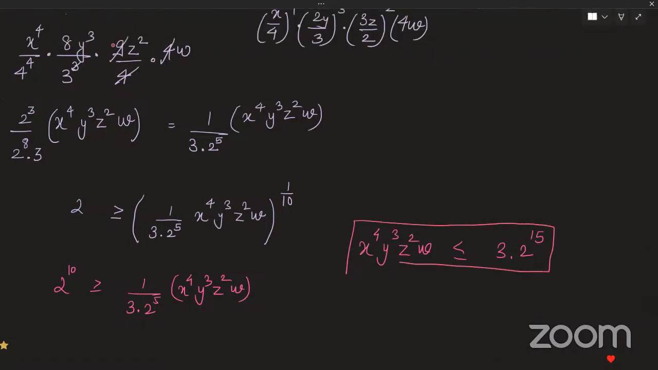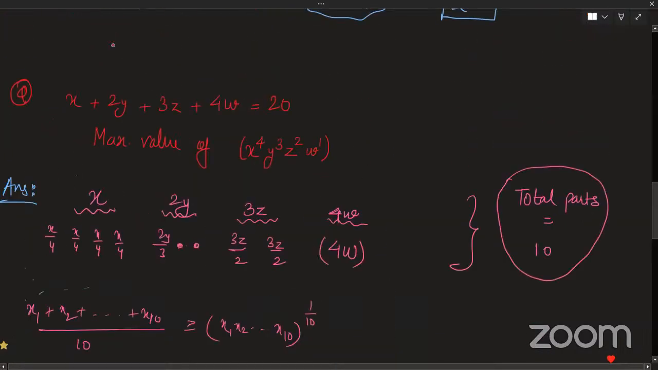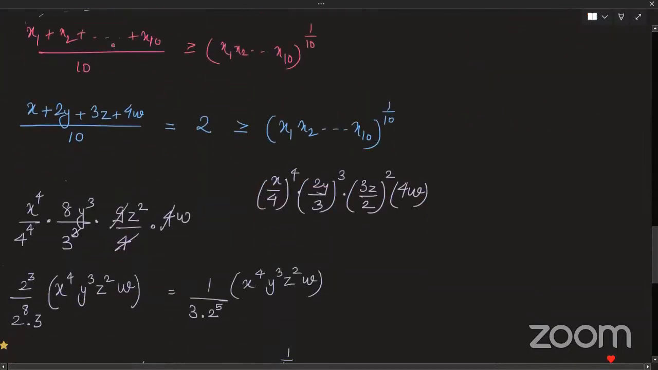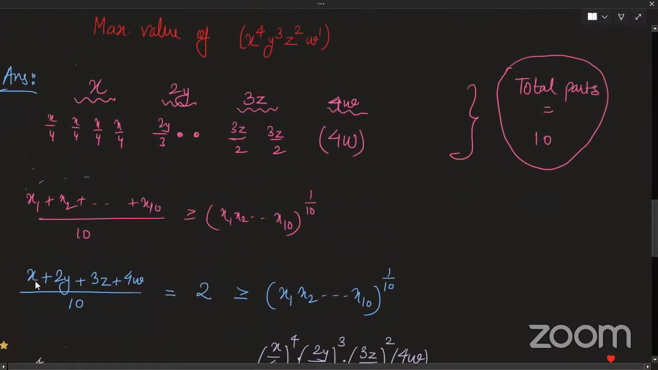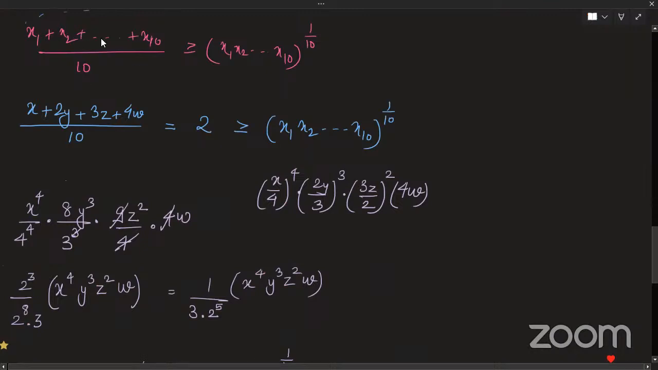The student is asking how the 2 came. See, because x plus 2y plus 3z plus 4w, the value is already given to you as 20. So 20 divided by 10 will be 2, right? That is why I wrote it as 2 directly. Direct values. Okay, understood.